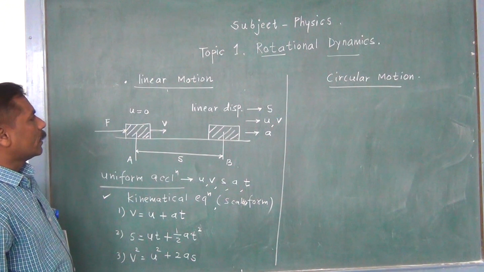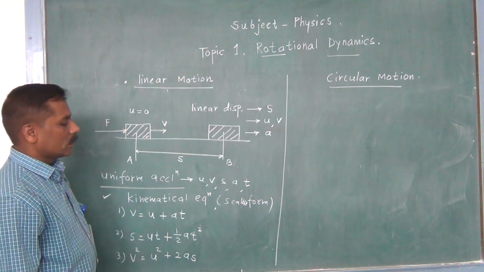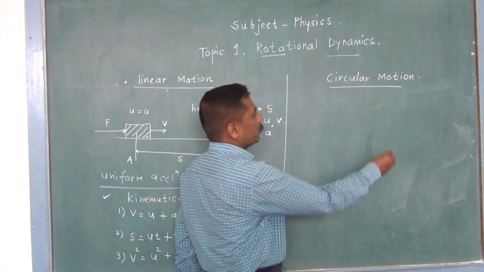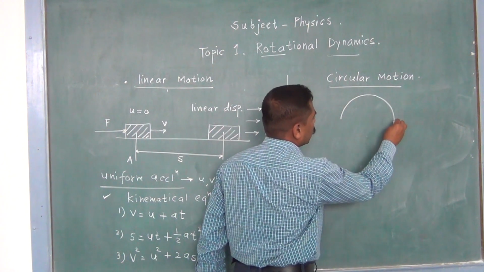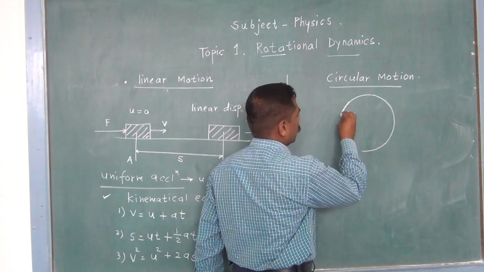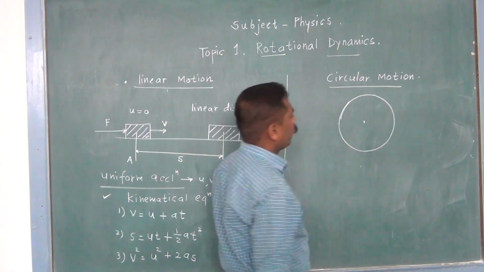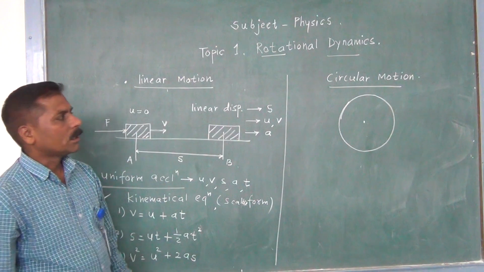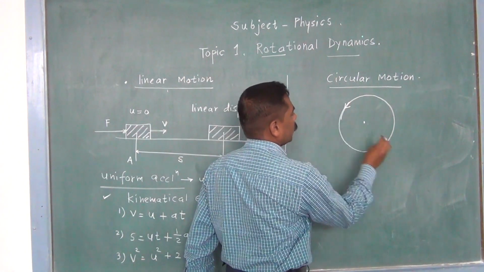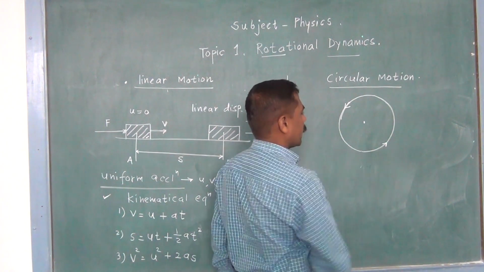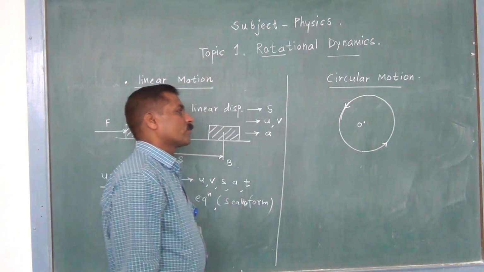Now when we consider circular motion, this is a special type of motion in which the particle is moving along the circumference of a circle. So you will find this is the pictorial representation for the circular motion. Here we can show the particle is moving in anti-clockwise direction. Let O be the center of this circle.